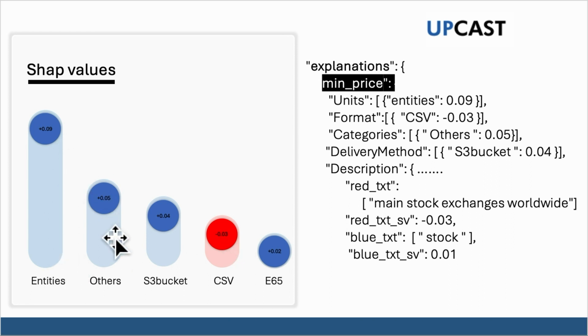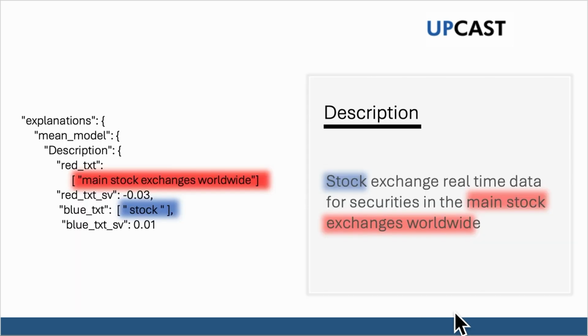The magnitude of the SHAP value gives information about how strong the impact is. So, with the help of the SHAP values of the text, we succeeded in separating the most important text into the red text and the blue text. Now we will go back to the Swagger interface to explore further the other endpoints.